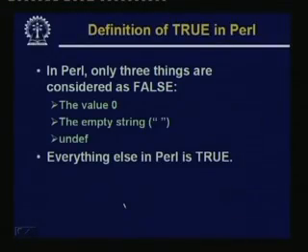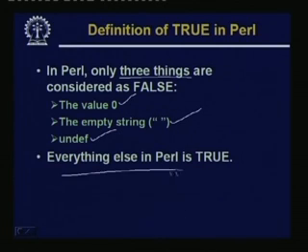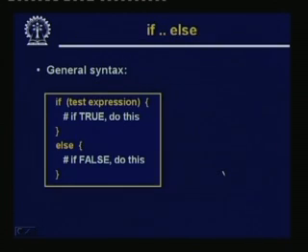In PERL, there are 3 things which are considered as false: the value 0, if it is a string, the empty string, if it is an undefined variable, the undef value. Everything else in PERL is considered to be true. Okay. Fine. And let us start with the syntax of the if else statement.